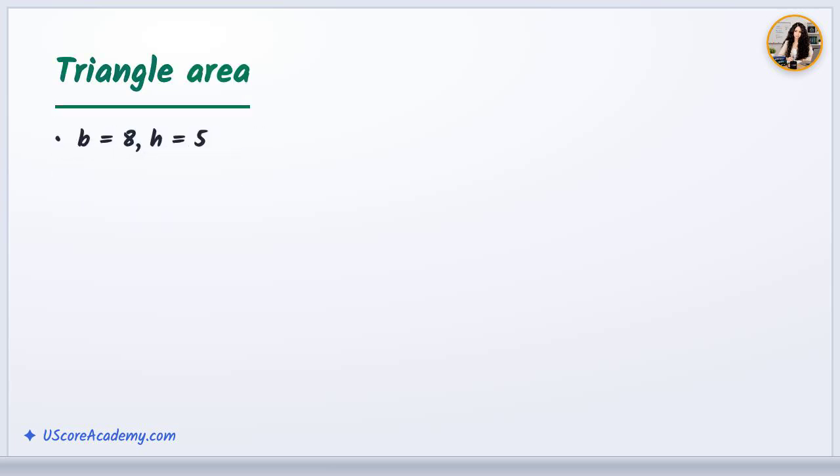Let's try a triangle with base 8 and height 5. Area is 1/2 times 8 times 5. 8 times 5 is 40, and half of 40 is 20. So the area is 20 square units.